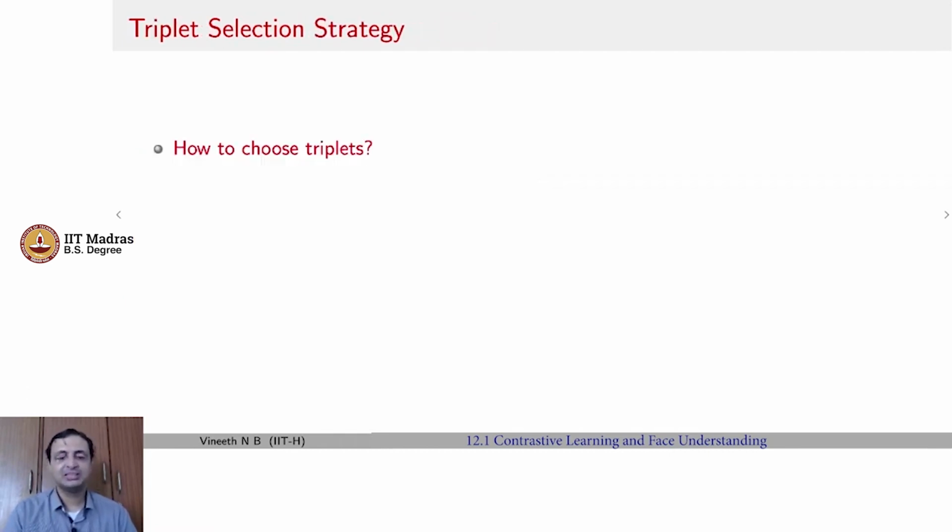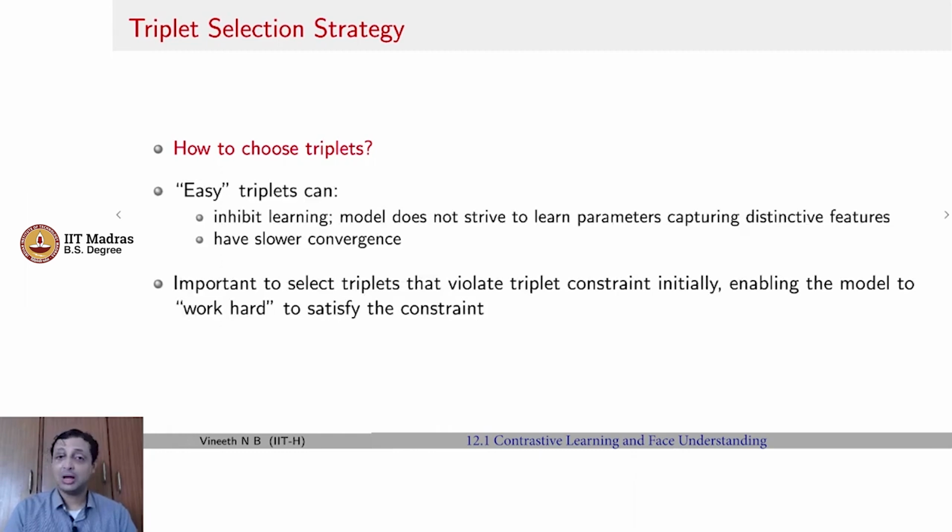One question here is, how do you select these triplets given an anchor image? You could have what are known as easy triplets, where it's very clear as to what the positive sample is and what the negative sample is. However, easy triplets may not really facilitate learning. They may not be able to allow the network to learn distinctive features.